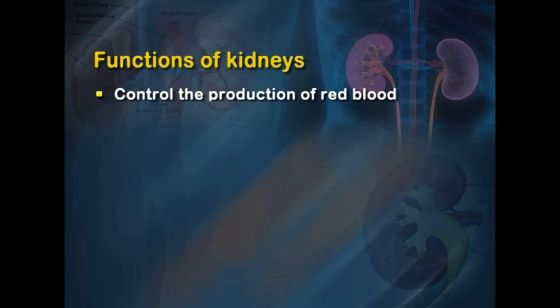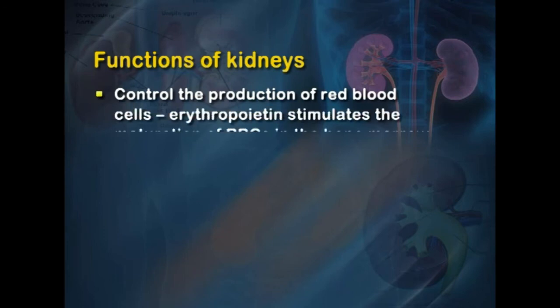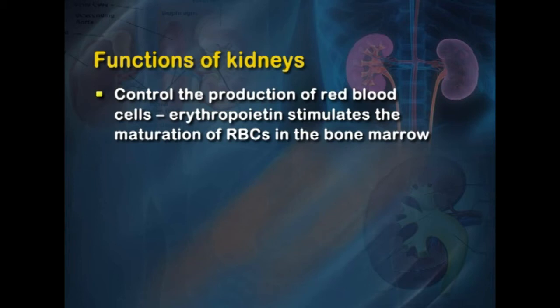It also plays a major role by controlling the production of red blood cells, the RBCs. Erythropoietin stimulates the maturation of RBCs in the bone marrow. Same logic, if there is a patient with kidney disease, he can have anemia which needs to be treated, because the erythropoietin secretion and function can be altered.